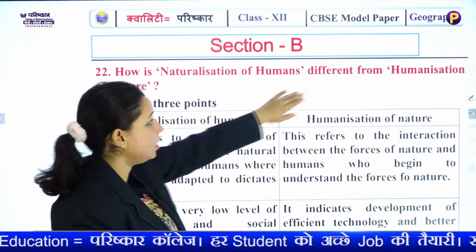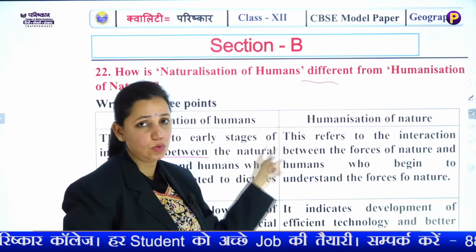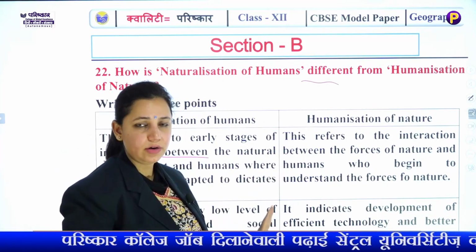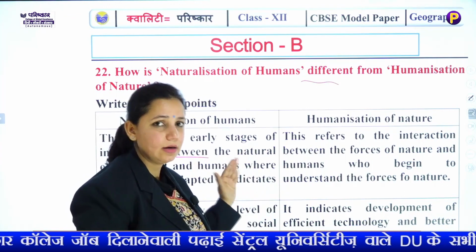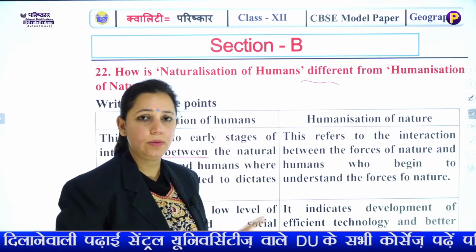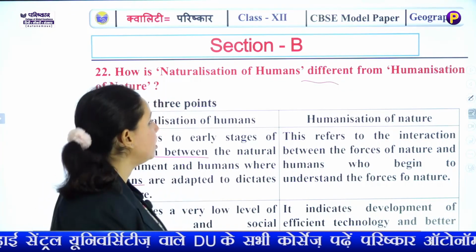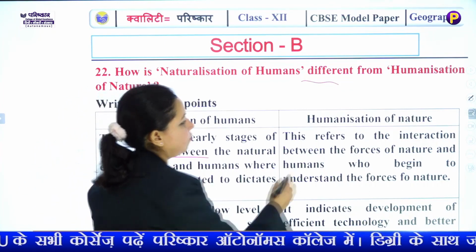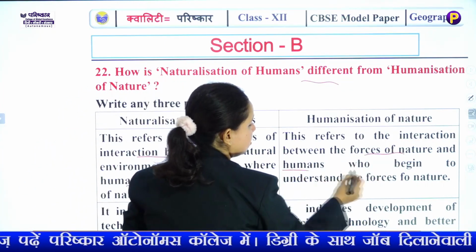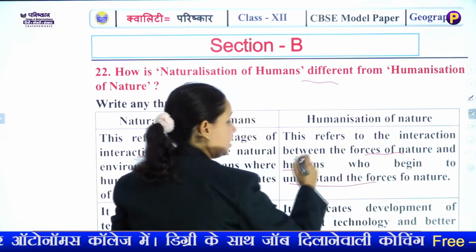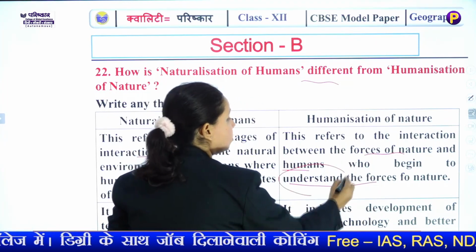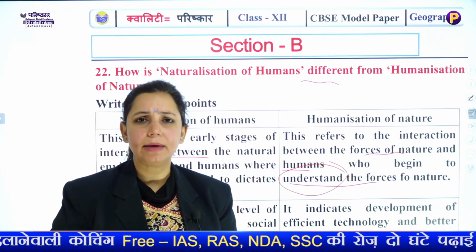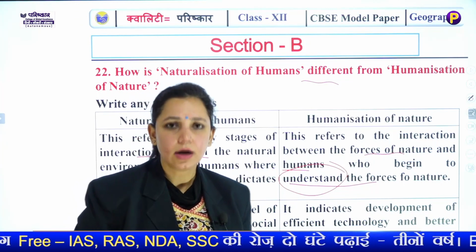Humanization of nature, because we are talking about differences between these two, so we have to draw a divided column, a divided chart, and here you have to explain the contrast between these two concepts. Humanization of nature refers to the interaction between the forces of nature and humans who began to understand the forces of nature. Here the understanding among humans developed, and they tried to understand the forces and the mechanism of nature and try to control it.